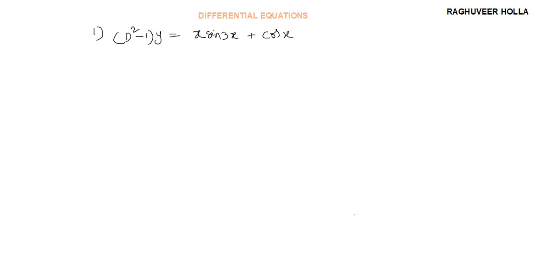Now let us try to solve this problem here. What we have here is a second order differential equation and it is non-homogeneous. On the right hand side you see that it is x sin 3x plus cos x. Now let us try to solve this.